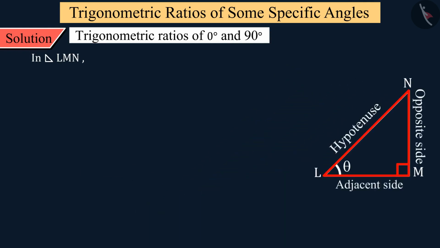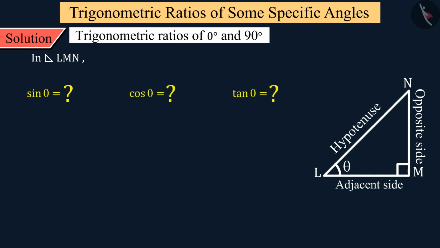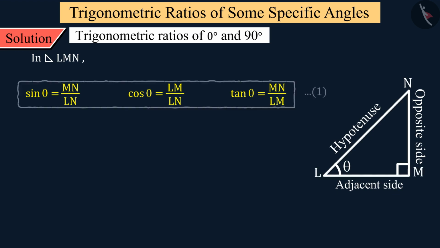We calculate the value of sine theta, cos theta and tan theta with the help of the right angle triangle LMN. Then we get the value of sine theta as MN upon LN. The value of cos theta is LM upon LN. And the value of tan theta is MN upon LM.